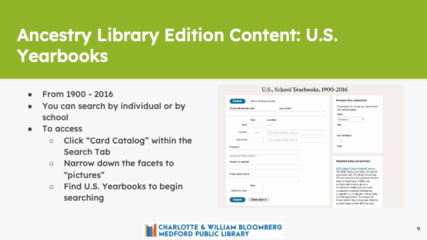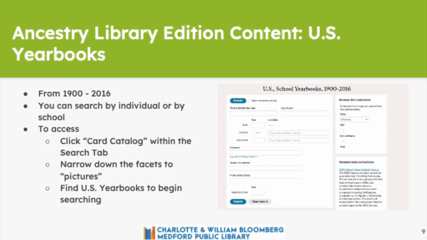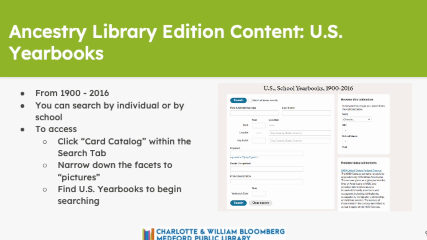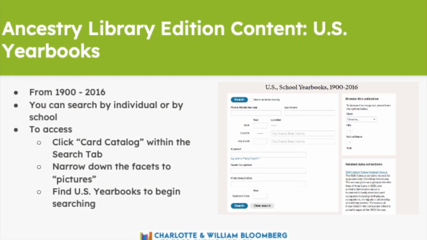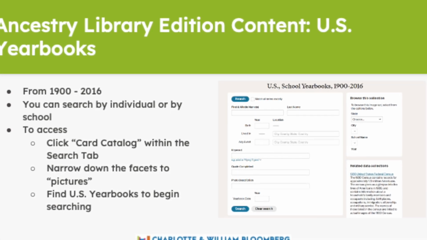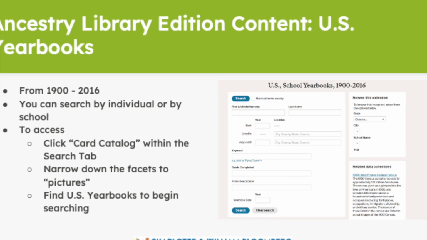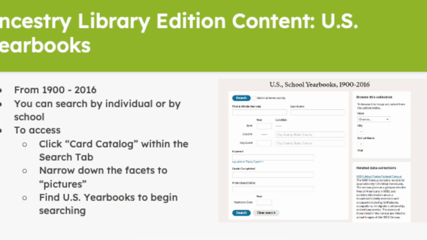One of the more fun features of Ancestry Library Edition is the yearbook collection. Ancestry Library Edition has yearbooks from 1900 to 2016. You can search by an individual or by a specific school. To access the yearbook collection, you click the card catalog within the search tab. Narrow down the facets to pictures and find U.S. yearbooks to begin searching.